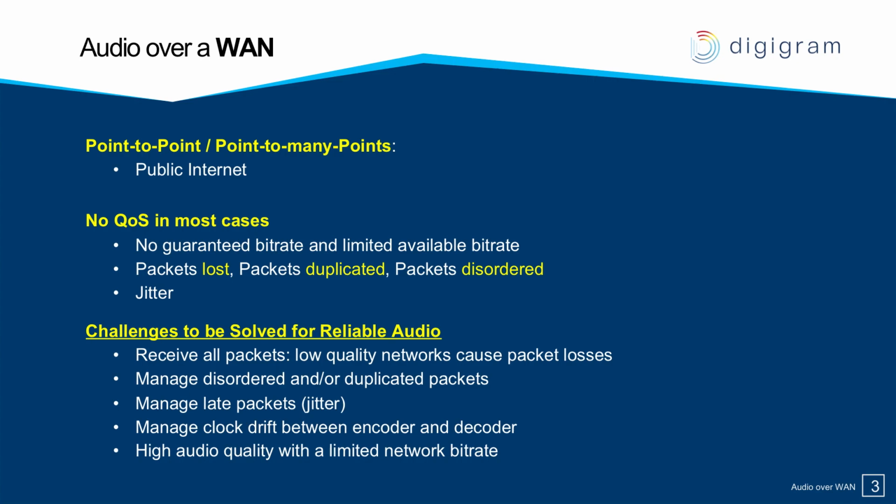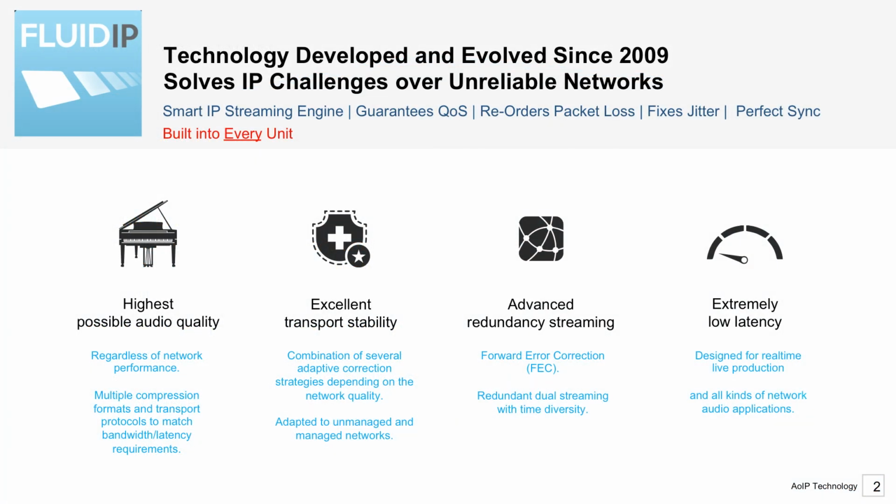So what we'd like to introduce you to is a technology that's been developed and evolving since 2009. It's called Fluid IP. And it solves a lot of the IP challenges over unreliable networks. It's a smart IP streaming engine. It's built into every unit that I'm going to share with you. It guarantees quality of service, packets are fixed and reordered, and everything's managed.